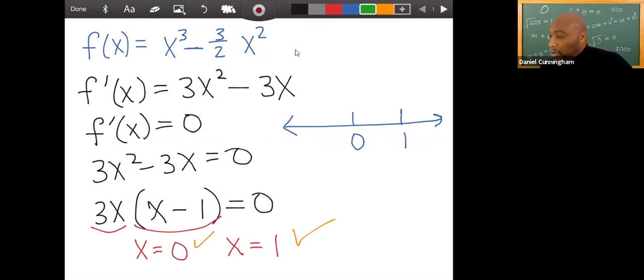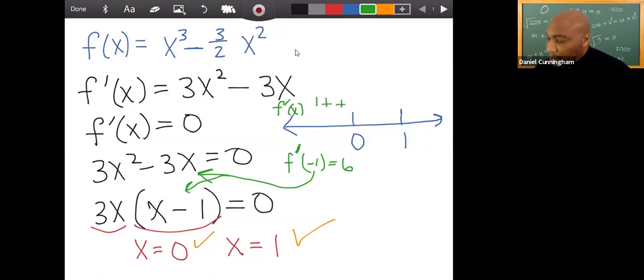So for the first interval, anything less than 0, let's use a -1. That's a number less than 0. And I'm going to plug it into what, guys? Into the derivative. So notice I'm going to write down the derivative, f prime of x, the first derivative. You plug this -1 into the derivative, or you could use it where I factored. And when I do that, it's going to give me, in this case, a value of 6. And 6 is a positive number. All the values in the first interval are going to be positive.